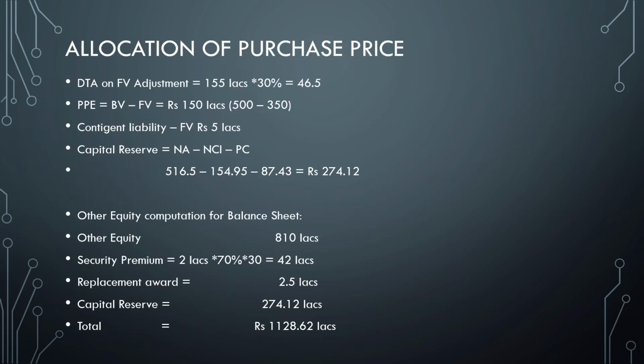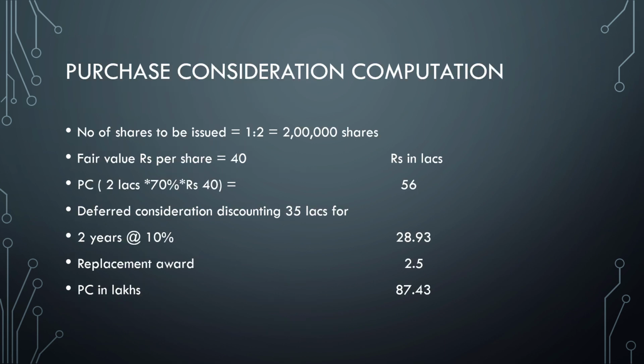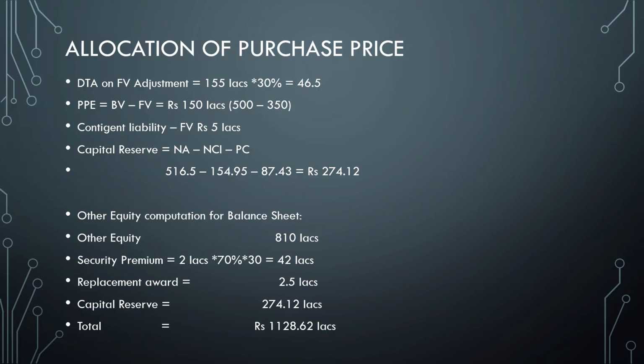So now securities premium immediately, because you could see that the rupees is 40 given in the question, so balance 30 rupees securities premium. So 2 lakhs and 70 into 30 will give you 42 lakhs. Replacement amount 2.5 lakhs and capital reserve 274.12. The total of other equity that will be carried to the opening consolidated balance sheet as on 1st April 2022 will be rupees 1128.62 lakhs.